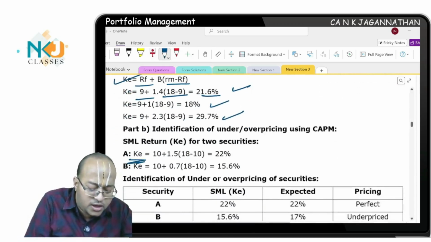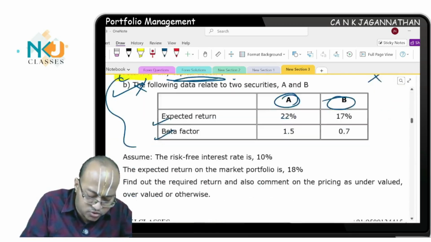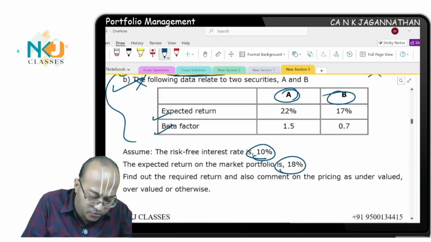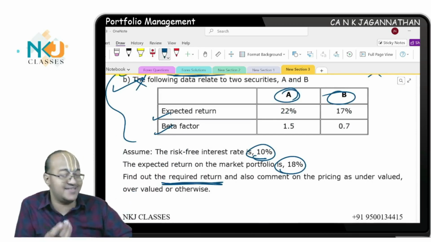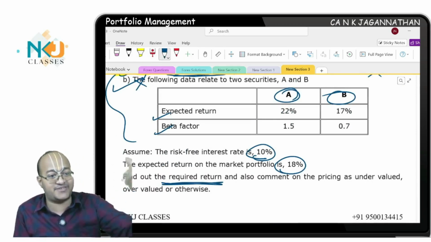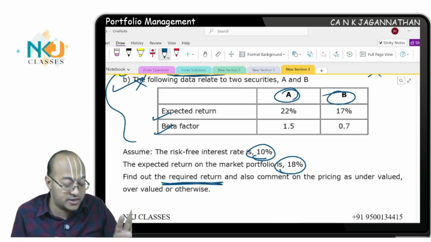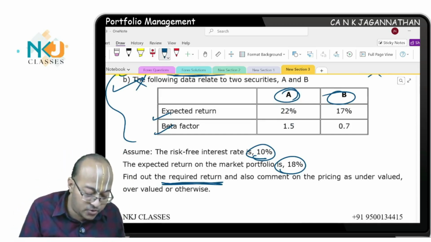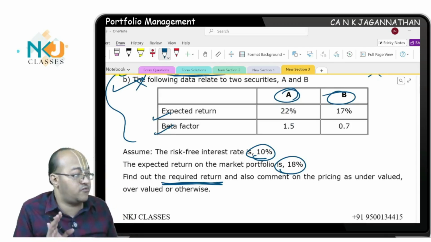Anyway, for identification of underpricing or overpricing, you need to find out KE for this security. See, here beta changes. Yes, the second part of the security: the risk-free interest rate is given, the expected market portfolio return is given. Find out the required rate of return also. Here they are asking for required return. Are you listening? In the first part they are asking expected return, in the second part they are asking required rate of return, but both are one and the same, don't get confused. Find out the required return and also comment on the pricing as undervalued or overvalued or otherwise.